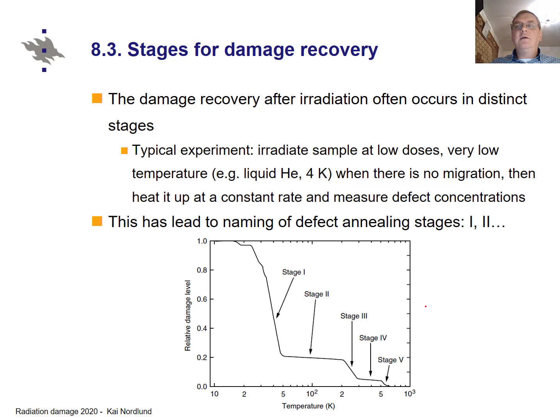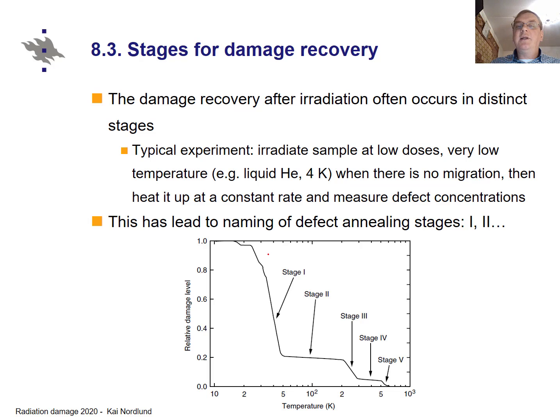And in the last part of this video, I still discuss this damage recovery, because this relates directly to the defect migration I mentioned. So the purest possible experiments on the defect migration related to irradiation defects are where you irradiate samples at a very low dose and a very low temperature. Typically, the best experiments are done at 4 Kelvin, at liquid helium temperature, and then trust that there is no migration going on, then start heating it up at a constant rate and measure the defect concentrations.